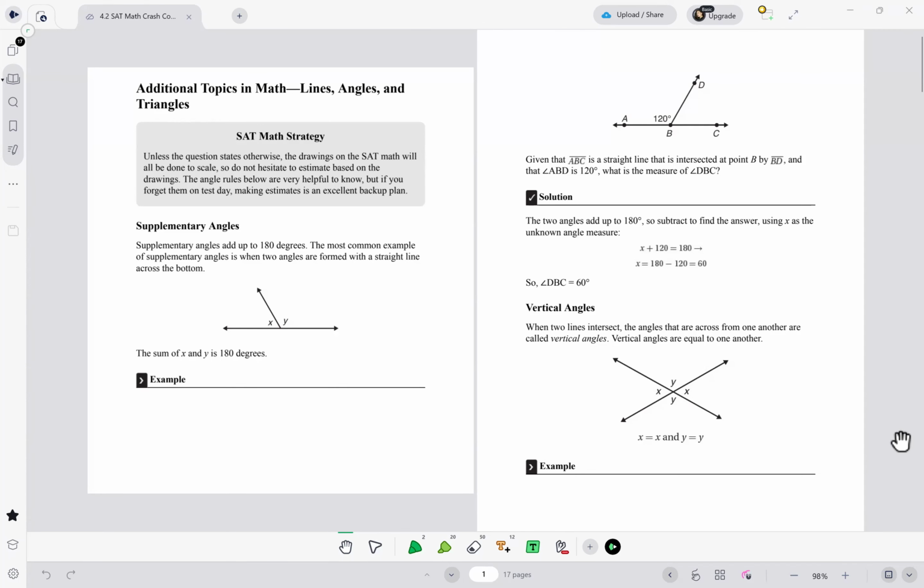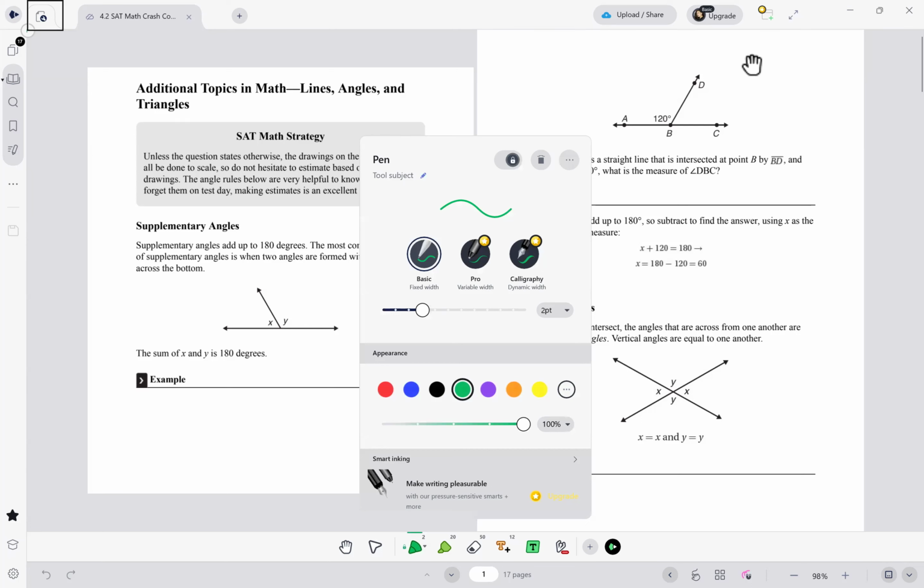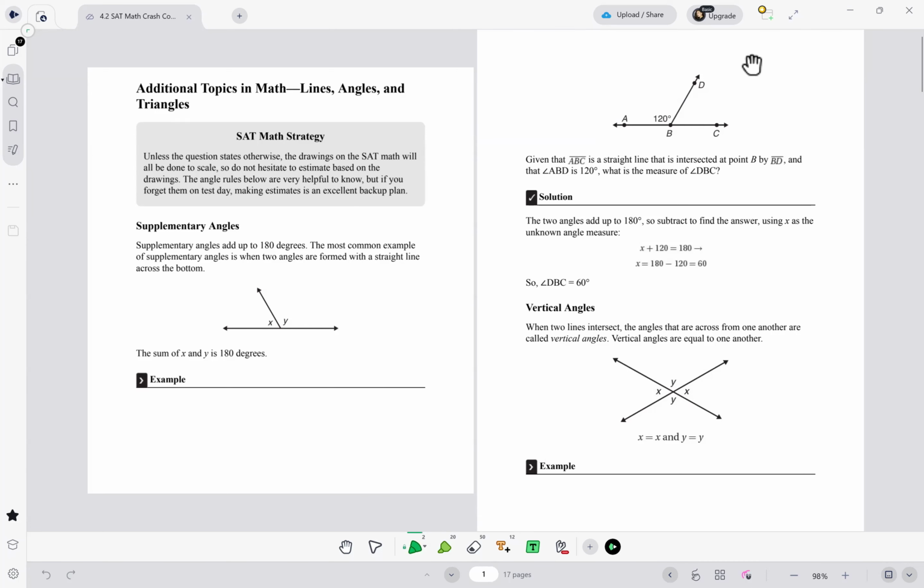Okay, so additional topics in mathematics: lines, angles, and triangles. This is basically a very simple problem. These are pretty simple problems, and we are just going to talk about lines, angles, and triangles within a very short amount of time.